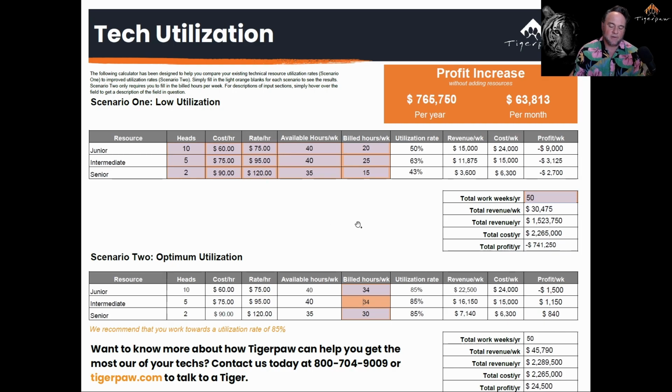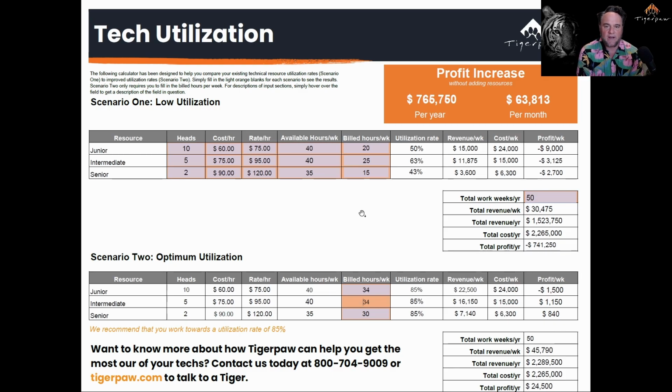Now, in this particular example, we'll just look at the improvements for utilization. And here's what happens, which is great. Before, the total profit per year that we were making with an underutilized tech team was a loss of $741,000 in profit a year. Well, just by increasing the utilization rates here without touching any of their billable hour rates, we've actually increased that to $24,500.